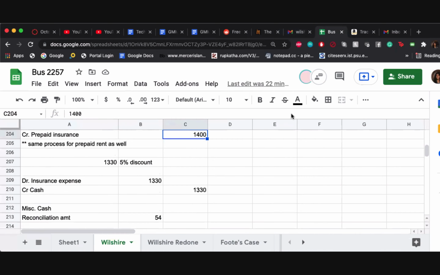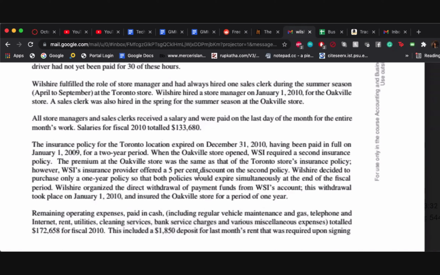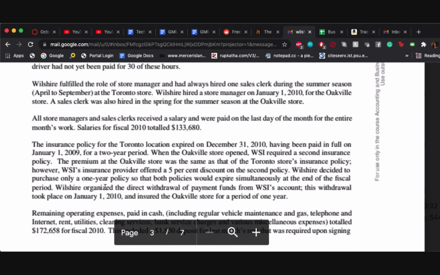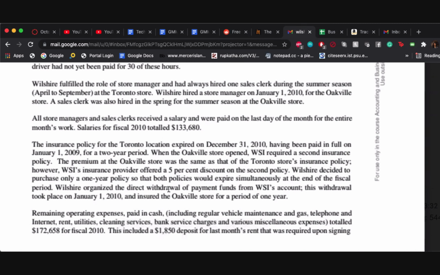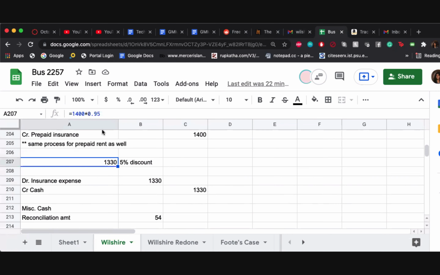So, I think we skipped a transaction actually. Oh yeah, that was the 5%. So, there was a 5% discount on the second policy. Wilshire decided to purchase only a 1-year policy, so both of them would end simultaneously. So all we need to do is find out what a 5% discount would be, which is the same as multiplying it by 0.95. And then you just debit insurance expense and credit cash because we've taken advantage of that.